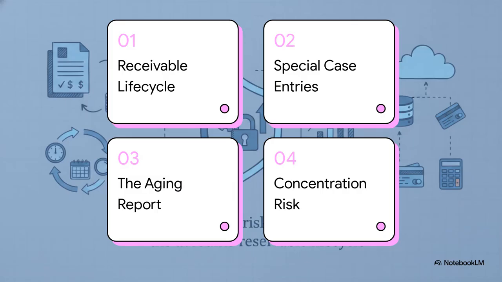We've got 4 main stops on our roadmap for this explainer. We'll start with the complete receivable lifecycle, look at some special case journal entries, build out the aging report, and wrap up by assessing the concentration of credit risk.